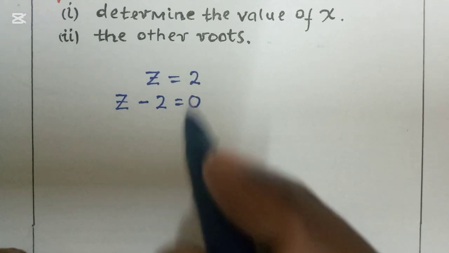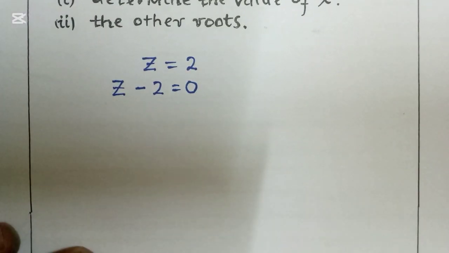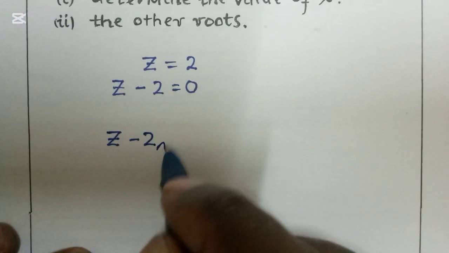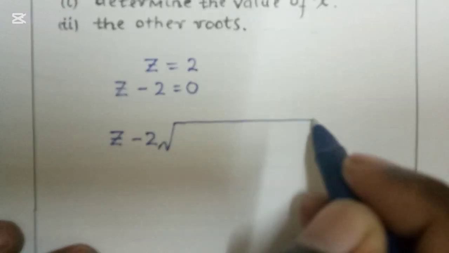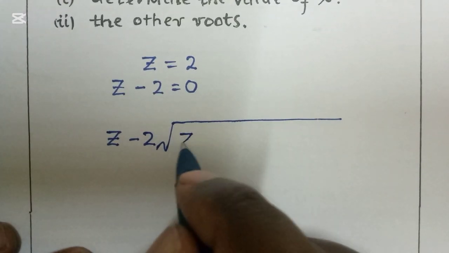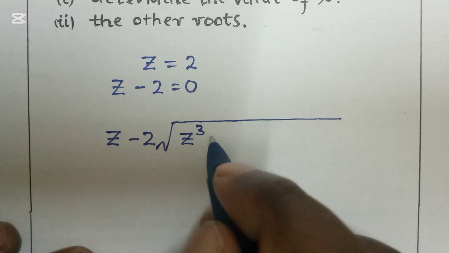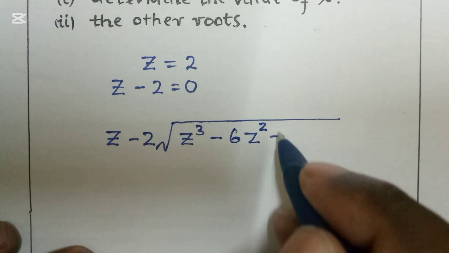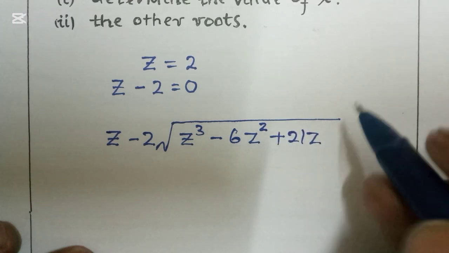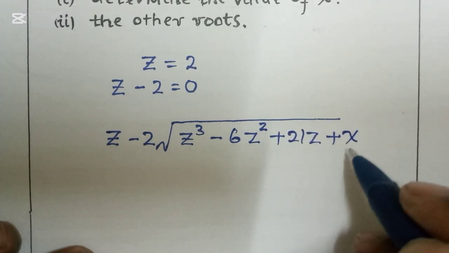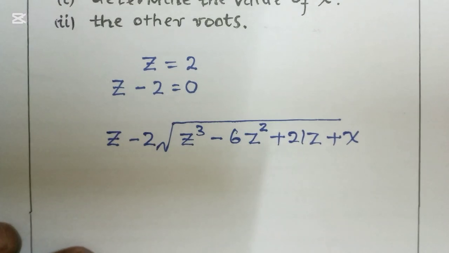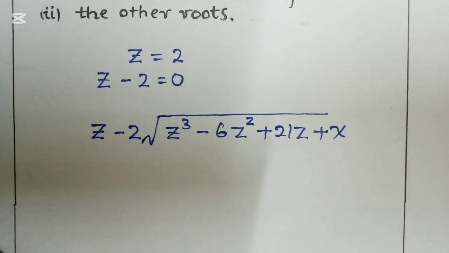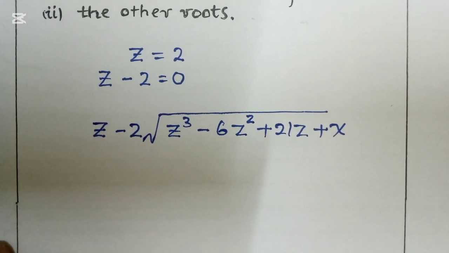So now we divide here, z minus 2. We write it there. Now we are dividing that, z cubed minus 6z squared plus 21z plus x. This is what we are dividing by z minus 2 for us to get the other factors we are looking for, so that from the factors we shall be able to get the other roots.